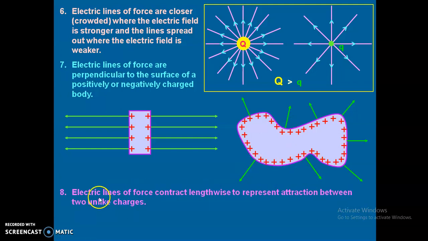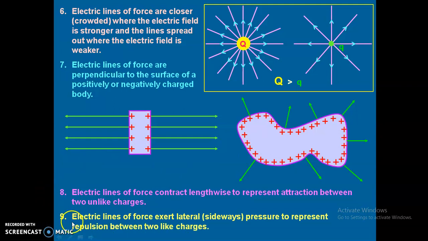Eighth, electric lines of force contract lengthwise to represent attraction between two unlike charges. This condition we have observed in the last slide. And this is another property. Ninth, electric lines of force exert lateral sideways pressure to represent repulsion between two like charges. This also we have observed in the last slide.